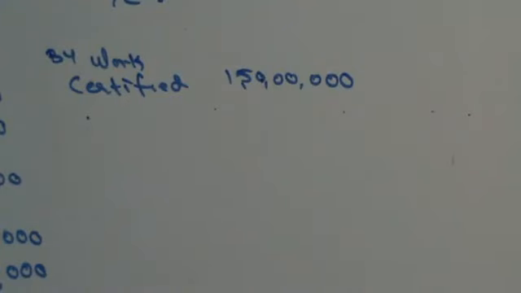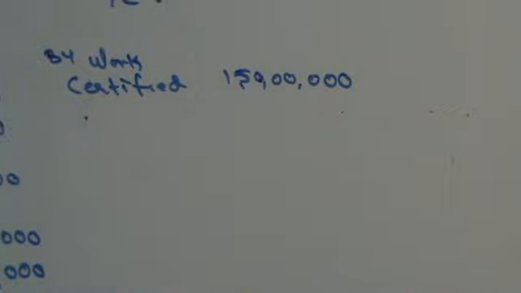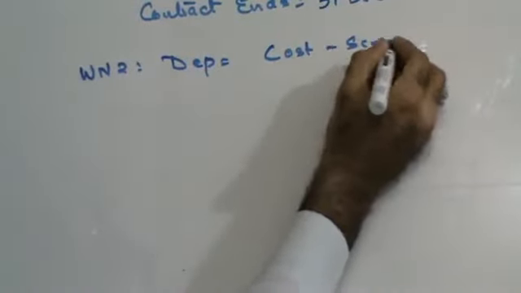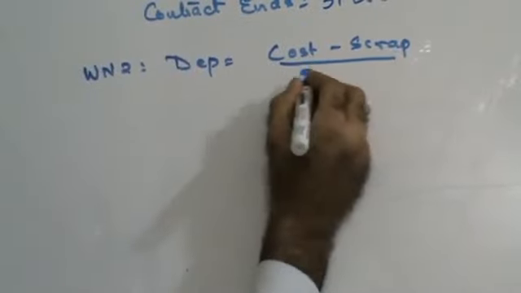Now let's see this. A special plant costing 13,40,000 was brought to the contract, and the estimated scrap value of the machinery at the end of the contract would be 1,40,000. Okay. Now let's see this machinery. Working note 2. How do you calculate depreciation? Depreciation is cost minus scrap upon estimated life.